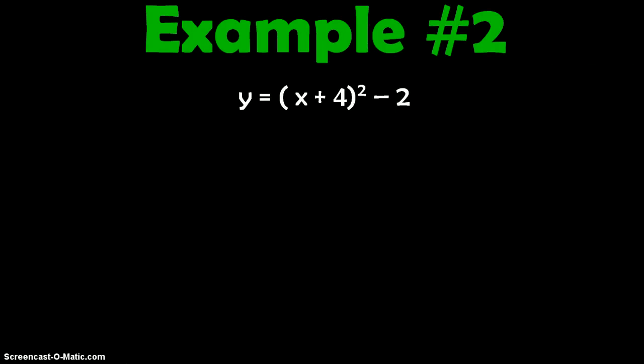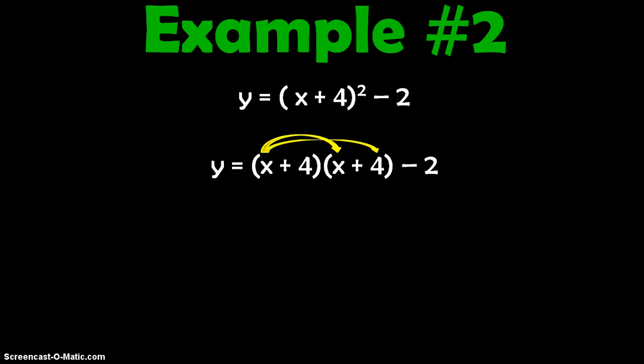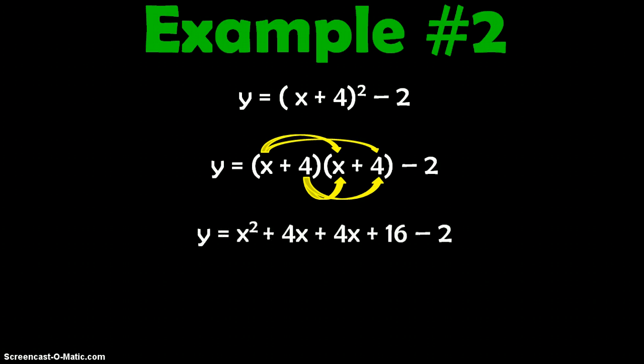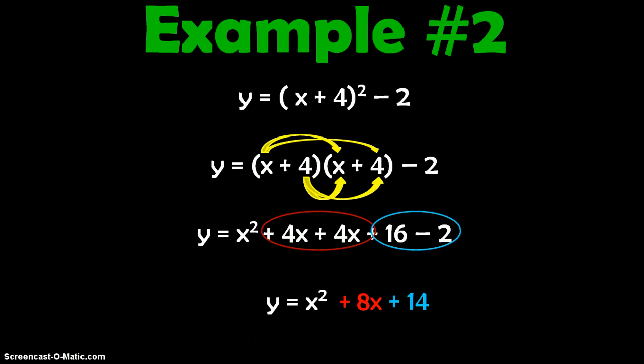Example number 2, we have x plus 4 squared minus 2. So again, when we're squaring something, that just means we write it twice. So x plus 4 times x plus 4, and then the minus 2 comes down. Again, we're going to distribute the x to the x, to the 4, the 4 to the x, and the 4 to the 4. So we end up with x squared plus 4x plus 16, and then we bring down the negative 2. So again, we're going to combine our like terms, bring down the x squared, and then 4x plus 4x is 8x, and then we have a positive 16 and a negative 2, so 16 minus 2 gives us 14. So our answer is y equals x squared plus 8x plus 14.